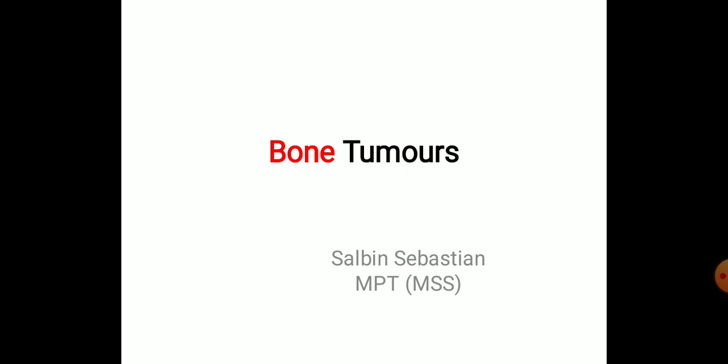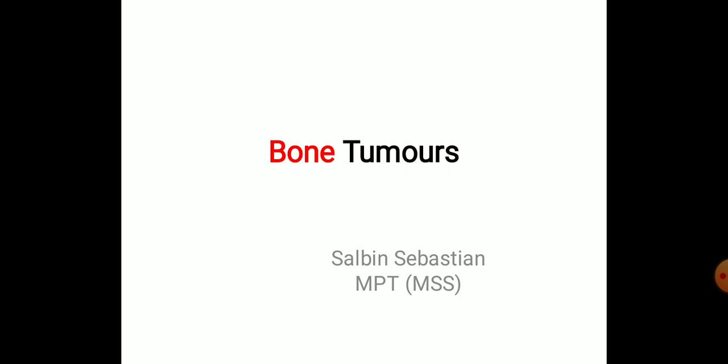They are not spreading from one side to the other, or metastasizing to any of the surrounding structures. But the malignant ones are the exact opposite of benign tumors. They actually spread to the surrounding tissues and structures. So today we will be discussing bone tumors in a general, introductory way.